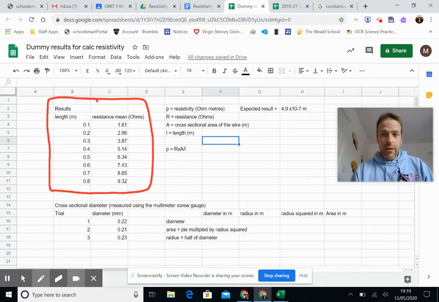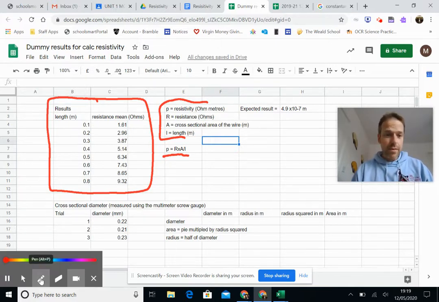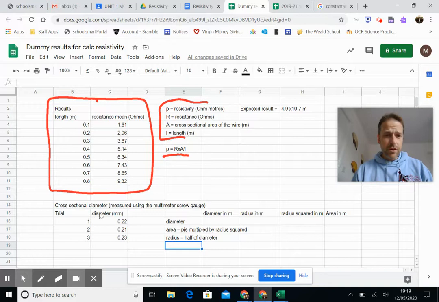I'm going to take you through now how you calculate your own value of resistivity, which is in ohm meters. So you can see here we've got our equation. P, resistivity, equals R times A, resistance times area, divided by L, length. Okay, all of these are noted for you here. So let's go through and use some of this mock dummy data that I have created. So here down the bottom, we've also got our diameters that we measured. Okay, so you measured those with your screw micrometer gauge, and you got those in millimeters.